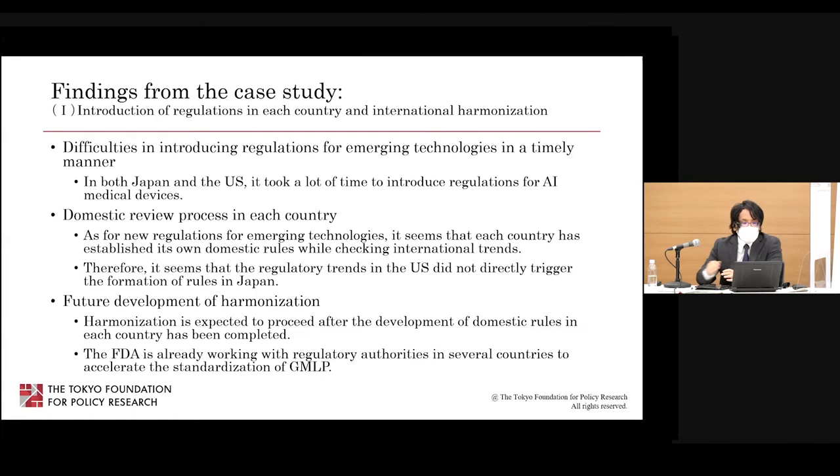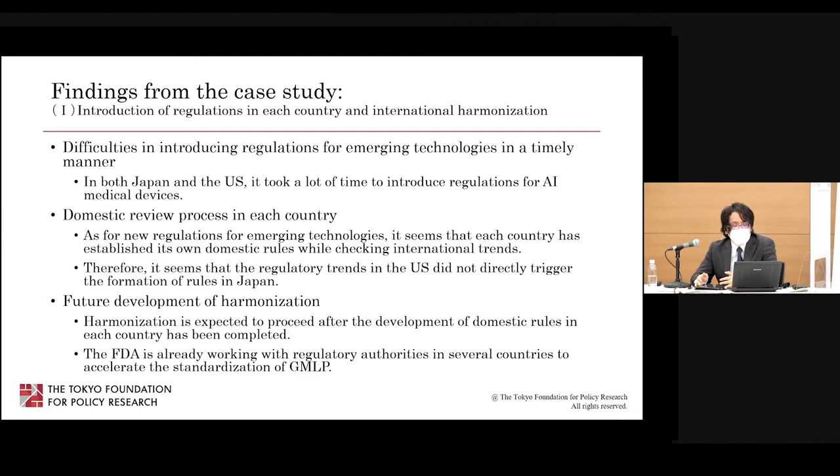Second, the domestic review process in each country. As for new regulations for emerging technologies, it seems that each country has established its own domestic rules. In Japan, the Japanese government changed the Pharmaceutical and Medical Device Act, and the US government introduced a new guideline. So therefore, it seems that the regulatory trend in the US did not directly trigger the formation of rules in Japan.